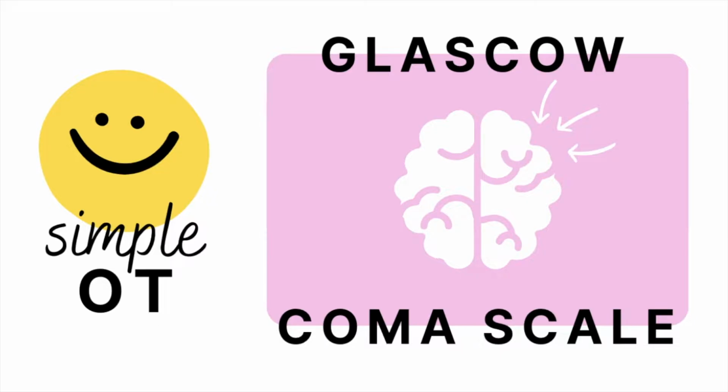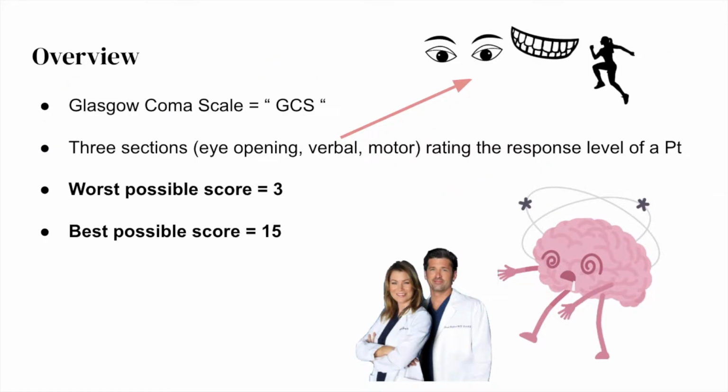Today I will be talking about the Glasgow Coma Scale. As a brief overview, the Glasgow Coma Scale, or the GCS, is a tool used to measure response or alertness levels in patients. It has 3 sections: eyes, verbal, and motor. The worst you can get is a score of 3, and the best that you can get is a score of 15.